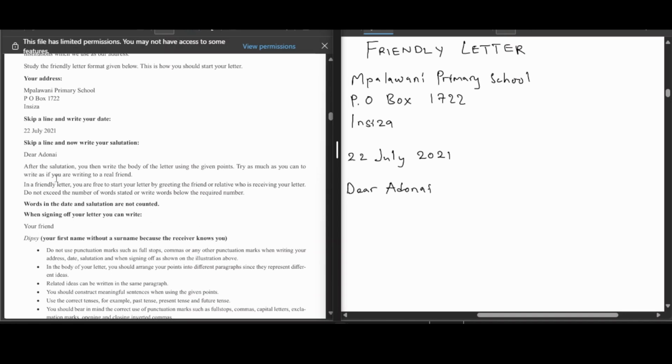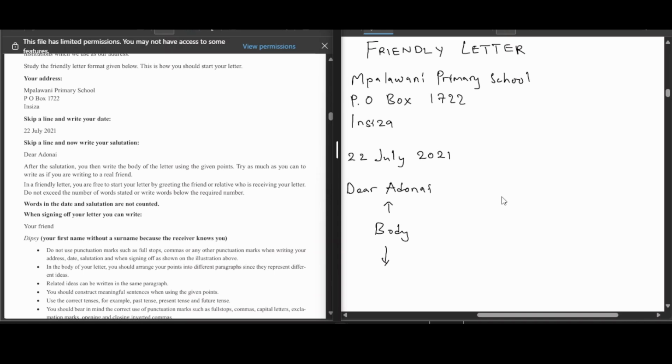So after salutation, you then write the body of the letter using the given points. So there are points which we are going to be given. You should follow them. Make sure you have written all of them. And there are other rules and laws we are going to emphasize on. So this is where we write our body. After the salutation, you then write the body of the letter using the given points.